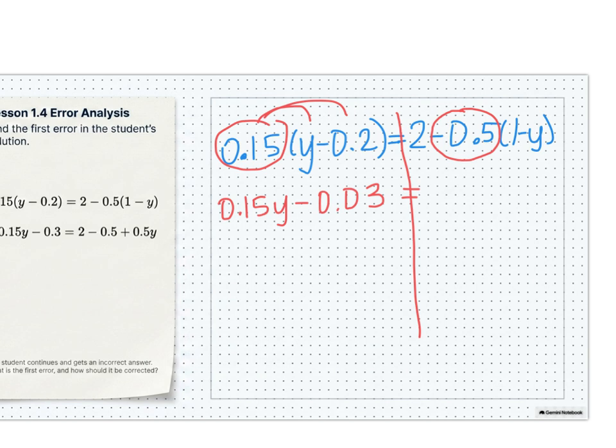So this negative 0.5, I multiply by the 1 and the negative y. This 2 just stays where it is because it's not directly in front of the parentheses. I'm not doing anything with it, I'm just bringing it down. So negative 0.5 times 1 is a negative 0.5. And then a negative 0.5 times a negative y is a positive 0.5y.